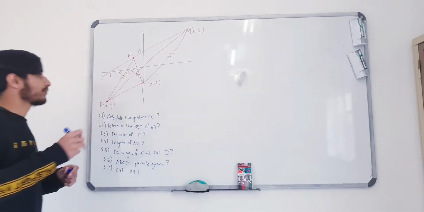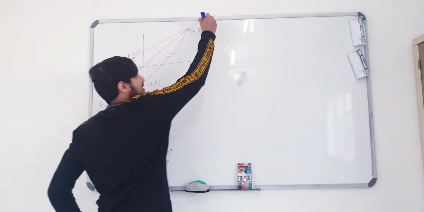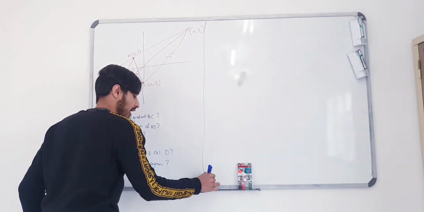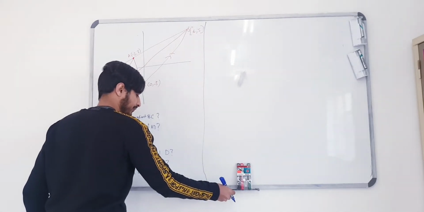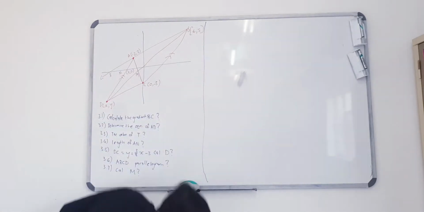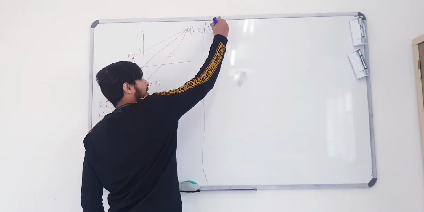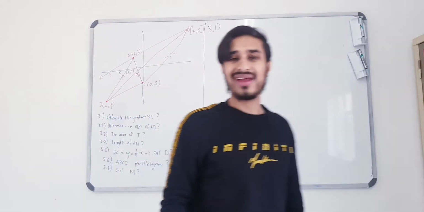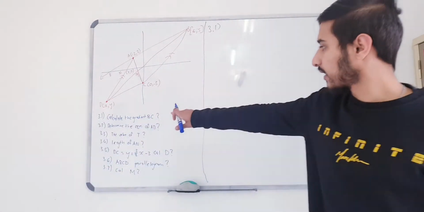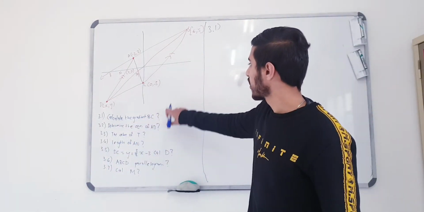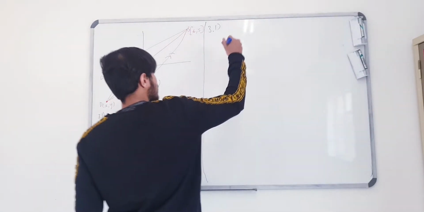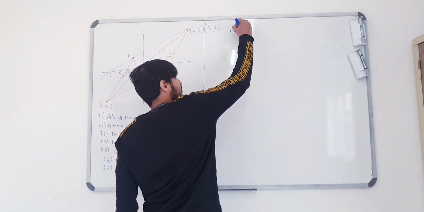Lovely. So let's talk about this here, youngsters. The main thing that we're going to talk about is we're going to start off here with 3.1. It says calculate the gradient of BC. So here's B, here's C. So it says calculate the m of BC.